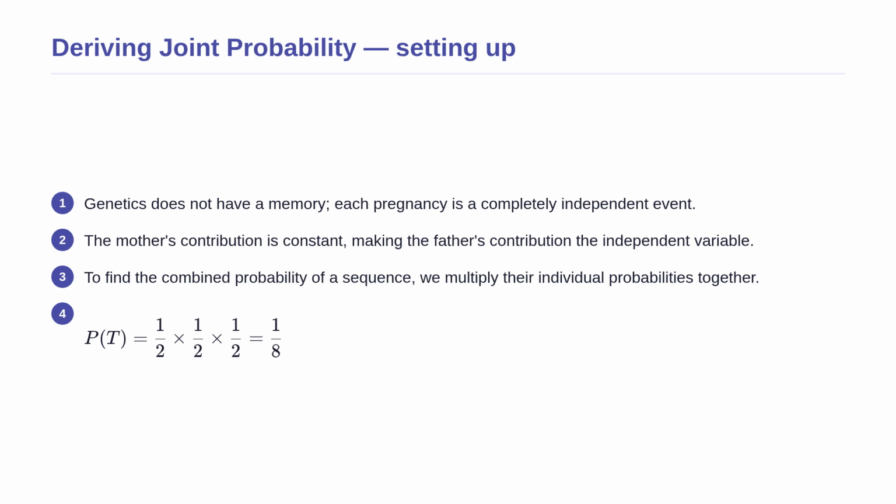The outcome of the first pregnancy physically cannot influence the sperm that fertilizes the egg in the second or third pregnancy. Therefore, to find the probability of this specific sequence occurring, we multiply the individual probabilities together, giving us 1/8.